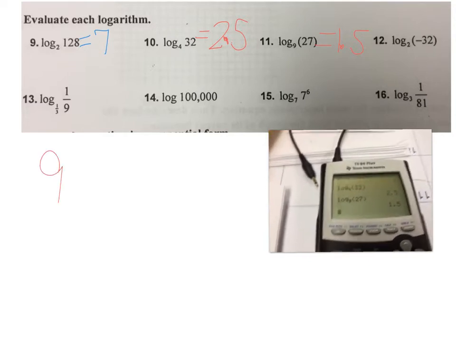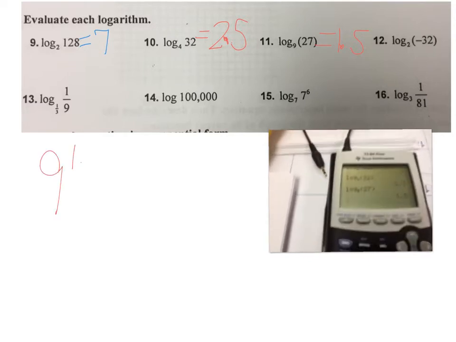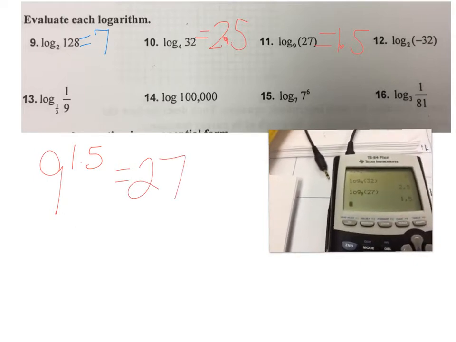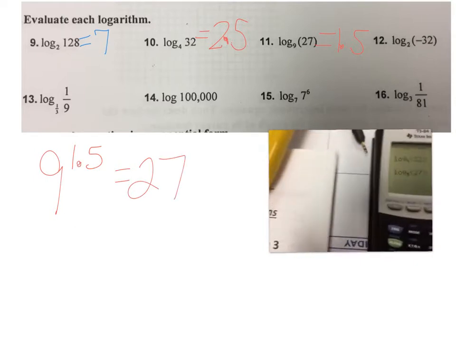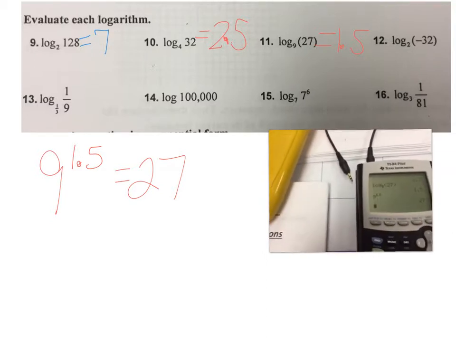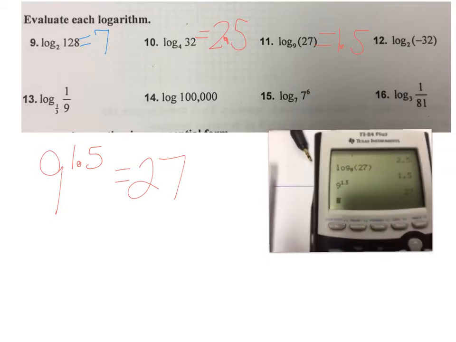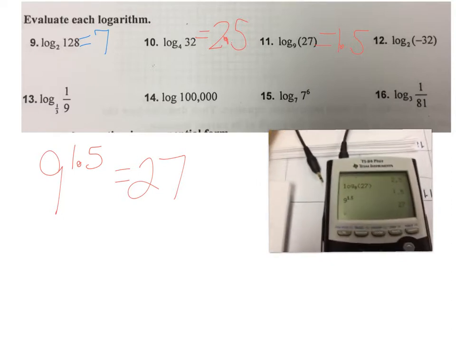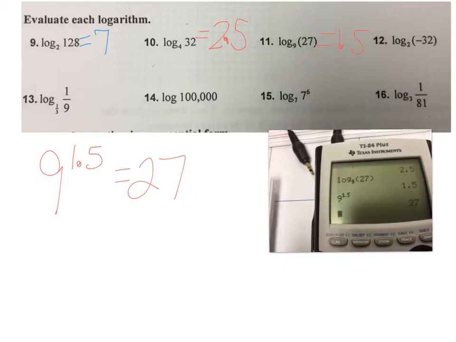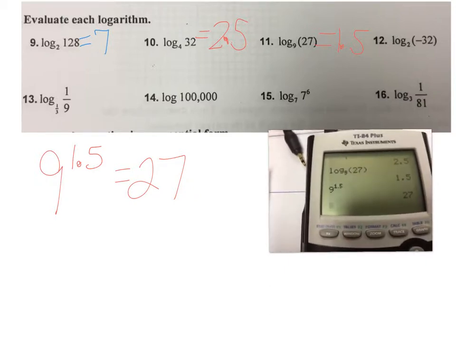That means that 9 raised to the 1.5 power equals the number 27. Okay? And let's test that. Let's just be sure. 9 raised to the power 1.5. That does equal exactly 27. So understand that this is really just an exponential evaluating problem using logarithmic notation.